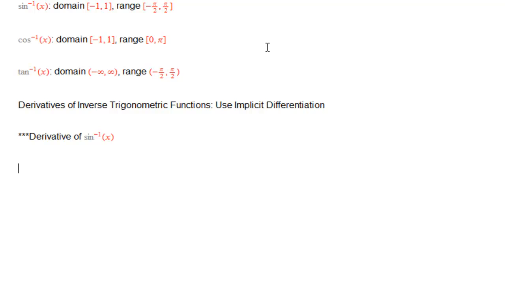Okay, I'm going to use implicit differentiation for my inverse trig functions. And to use implicit differentiation, we need an implicit function. So I'm going to write inverse sine of x, the same definition as we had before. Inverse sine of x is y. Okay, that means that sine of y is equal to x. Okay. So I'm going to take the derivative of both sides of sine of y equals x.